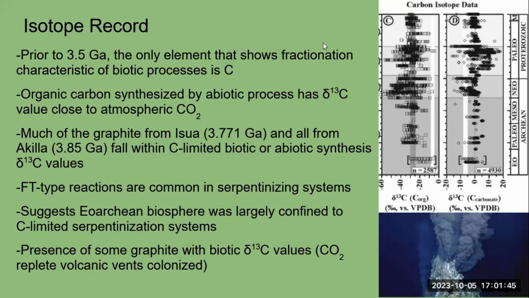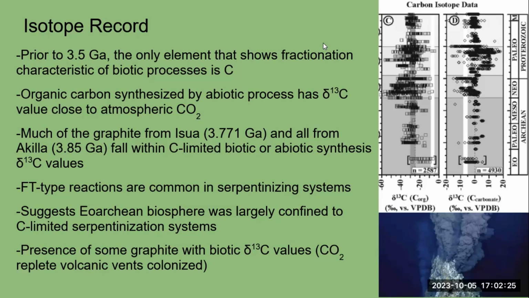Let's now take a look at the stable isotope record. Prior to 3.5 billion years ago, the only biophilic element which shows characteristics of biotic fractionation is carbon. Reduction of organic carbon by biotic processes will give biomass depleted in carbon-13, while abiotic processes will result in organic carbon with a similar quantity of carbon-13 as the source material. When the production of organic carbon by organisms is limited by the availability of carbon dioxide, the change in abundance of carbon-13 would be between what would be expected by biotic and abiotic processes.